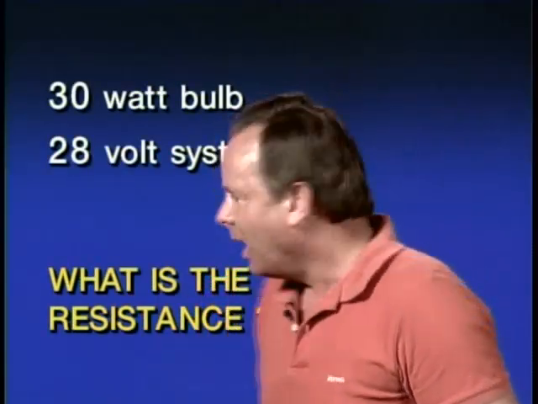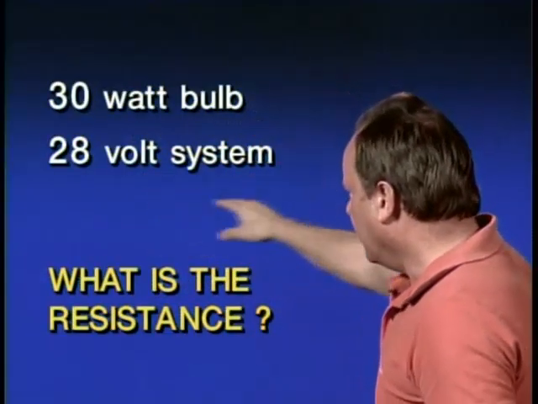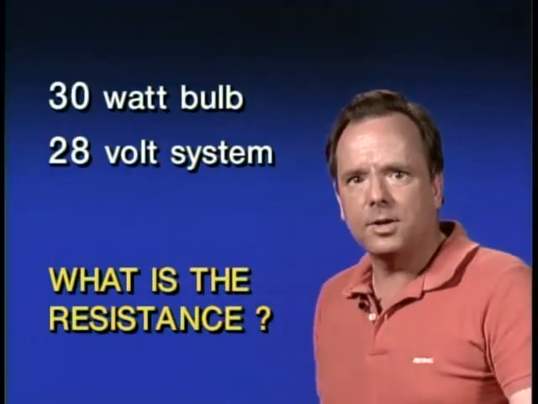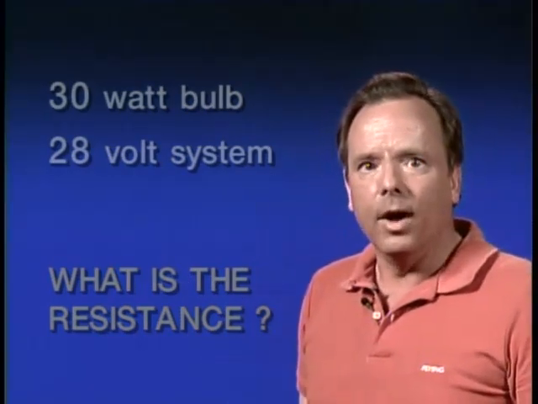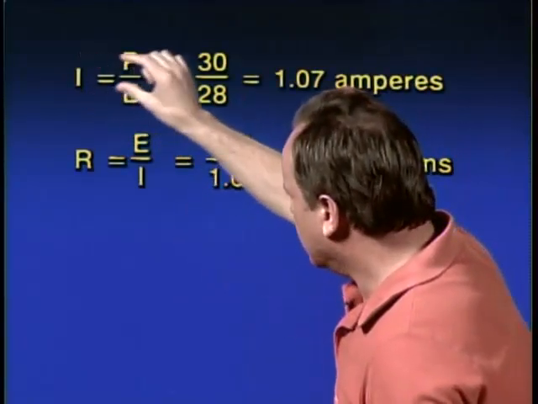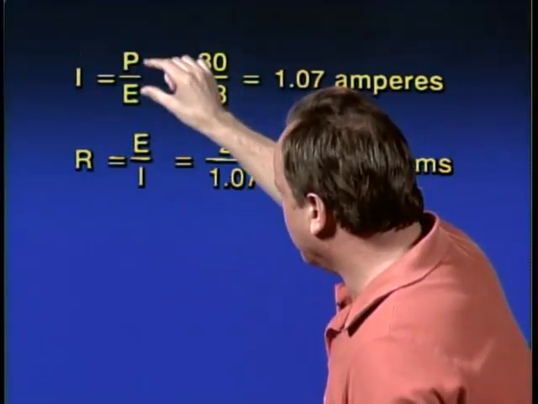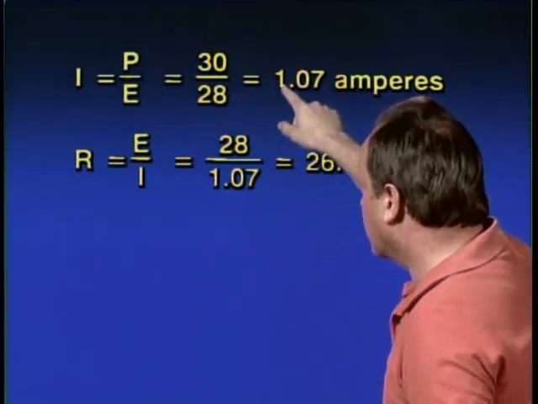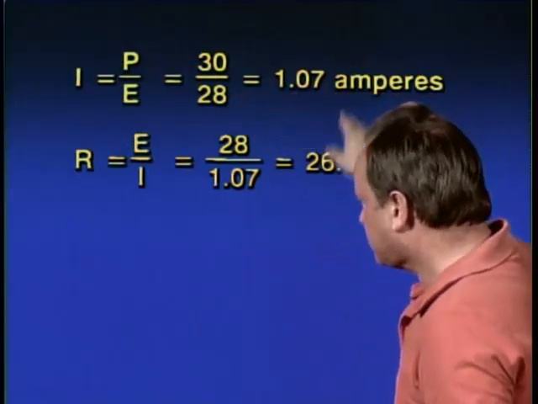What's the operating resistance, the next question says, of a 30-watt bulb in a 28-volt system? And the question is, what is the resistance? Well, first of all, let's figure out the current, and then we'll figure out the resistance. That makes it pretty easy. The current works out at a formula like this. The current is equal to the power in watts divided by the volts. Power in watts is 30, volts is 28, the current is 1.07 amps.